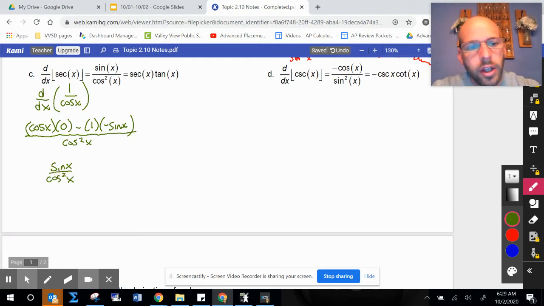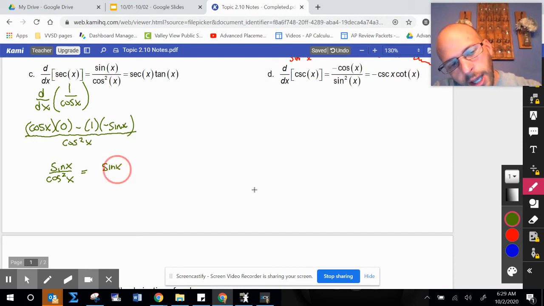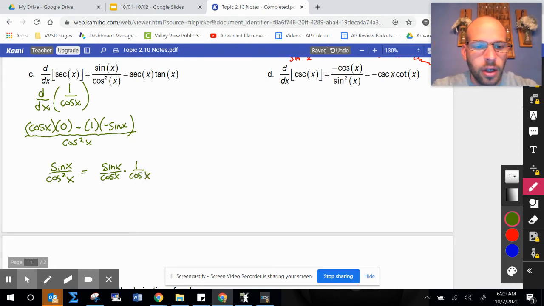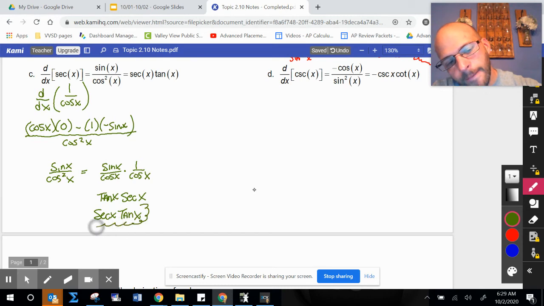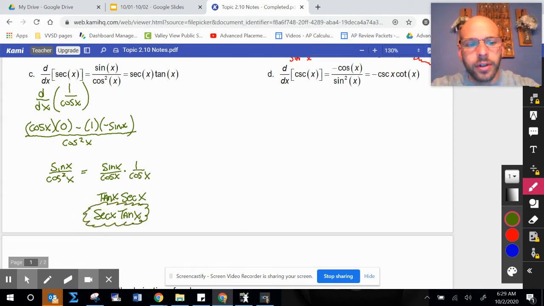The only thing is I want to show you how we're getting that secant tangent. So I'm going to write this as sine x over cosine x times 1 over cosine x. I still have 2 cosines in the denominator and 1 sine in the numerator. I just split it up. Sine over cosine is tangent, and 1 over cosine is secant. They wrote it the other way, but I get a secant x tangent x. So that is my derivative.